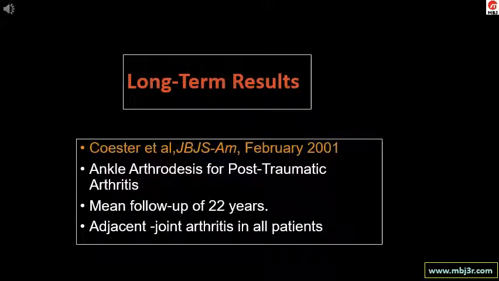There is one more study on ankle arthrodesis published in JBJS 2001. They reported adjacent joint arthritis in all 23 patients they studied after mean follow-up of 22 years. They found that 91% and 57% of ipsilateral subtalar and talonavicular joints respectively developed moderate to severe arthritis. That means almost everybody will have subtalar and talonavicular arthritis in the long run.